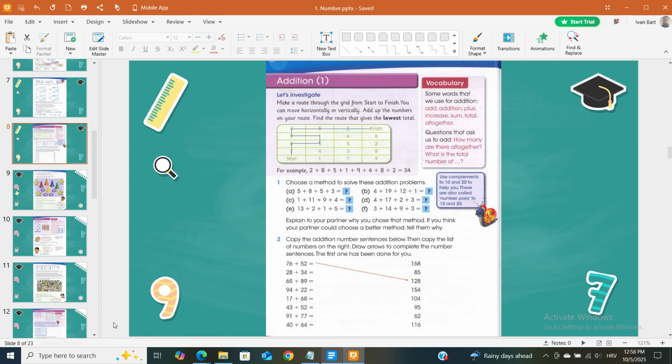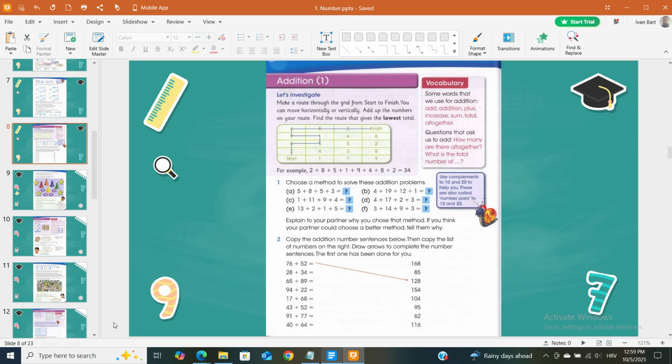Use complements to 10 and 20 to help you. These are also called number pairs to 10 and 20. Explain to your partner why you chose that method. If you think your partner could choose a better method, tell them why.